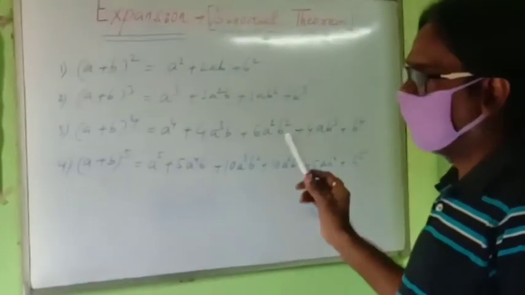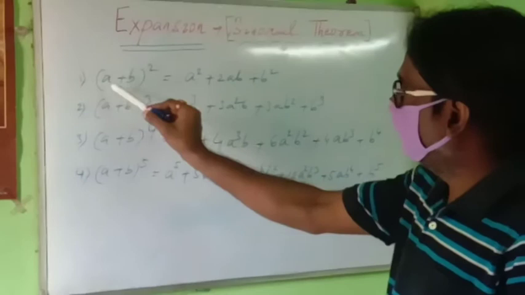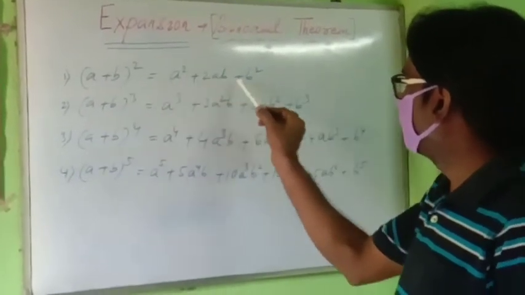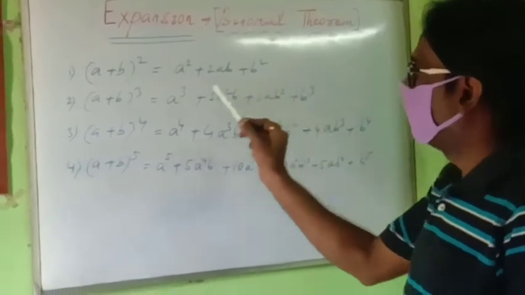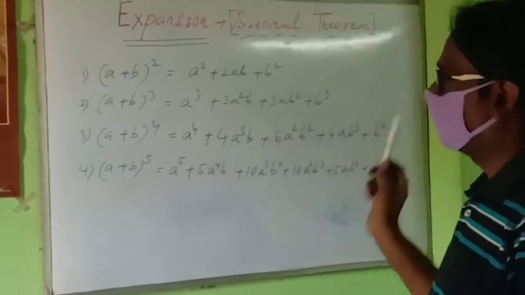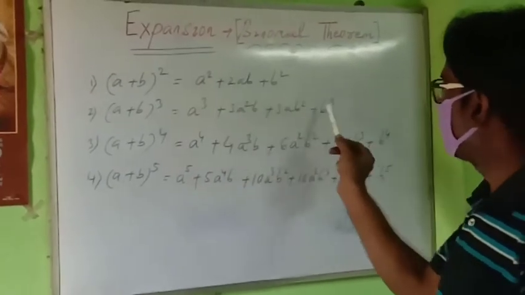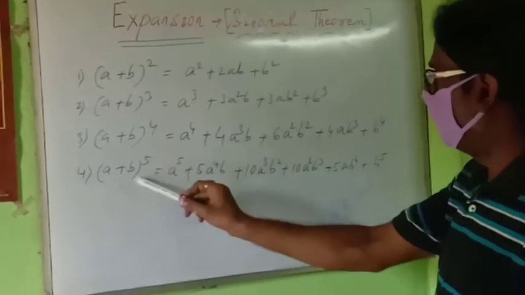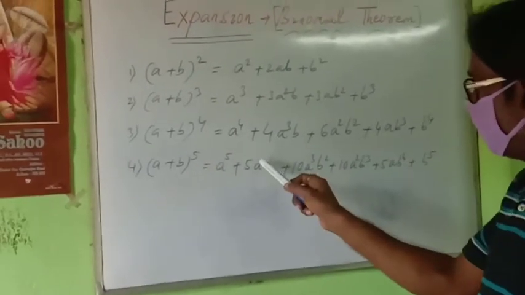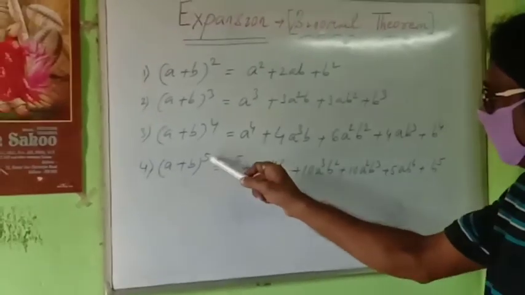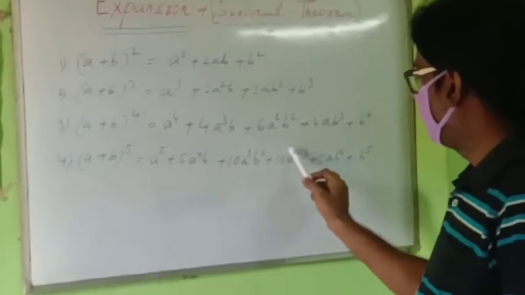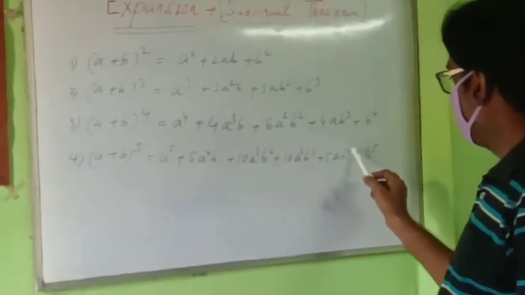This is the technique you have applied here. First element means a. Power of a is decreasing stepwise, and power of b is increasing from 0 onwards. Here b4, here b5. And more interesting, the total of the powers of a and b will be 5. 4 plus 1 is 5, 3 plus 2 is 5, 2 plus 3 is 5, 1 plus 4 is 5, here also 5.